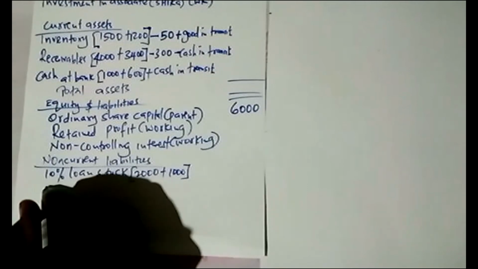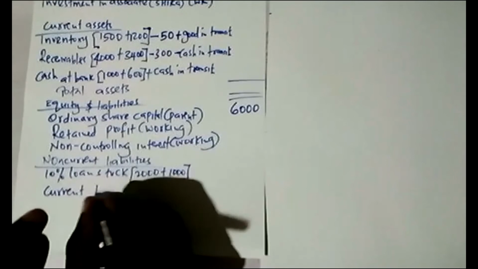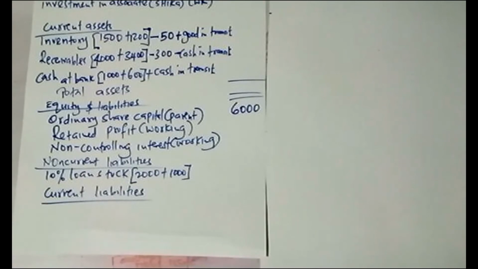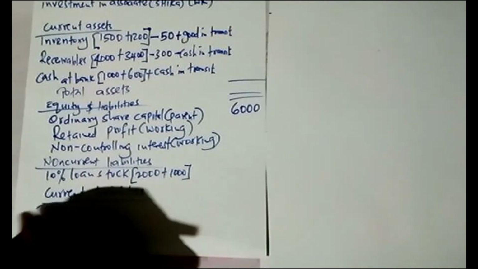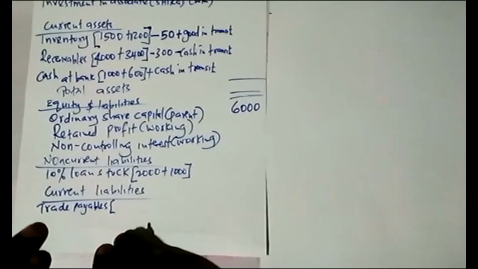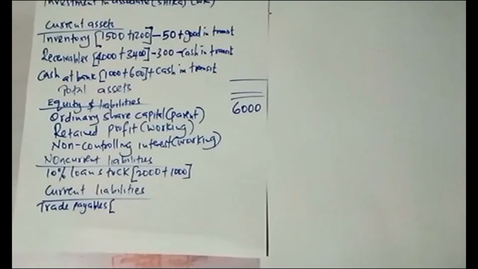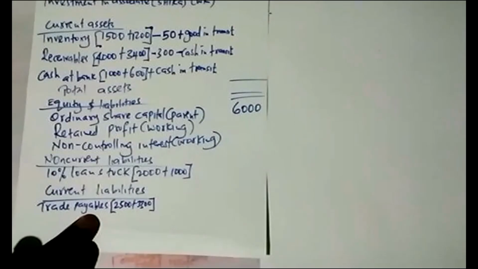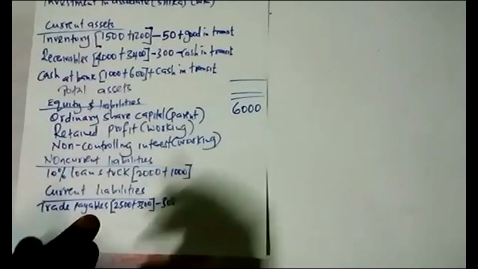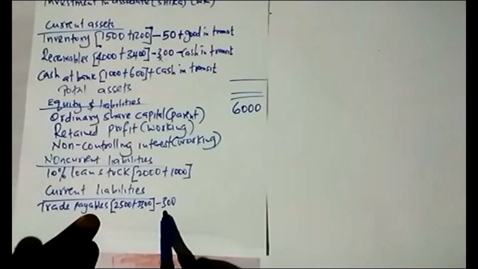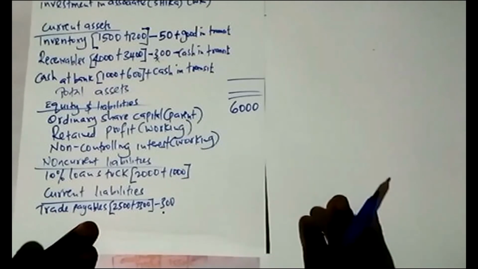Then finally we have current liabilities. For the current liabilities, we have trade payables. For the trade payables, I take 2,500 plus 3,300. I have to minus the one I said which was outstanding, this one. Once I minus here, I have credited. Once I minus here, I have debited. So that is how you cancel out the amount which was outstanding and which was not paid by the end of the year.